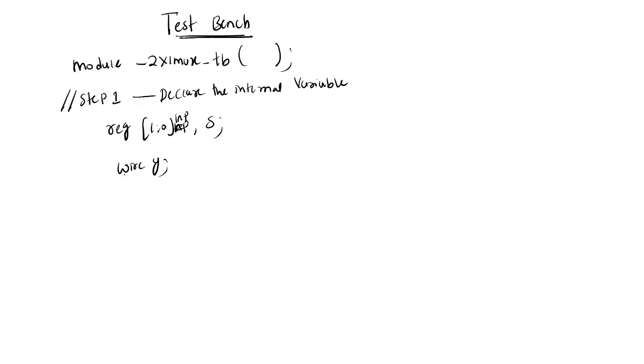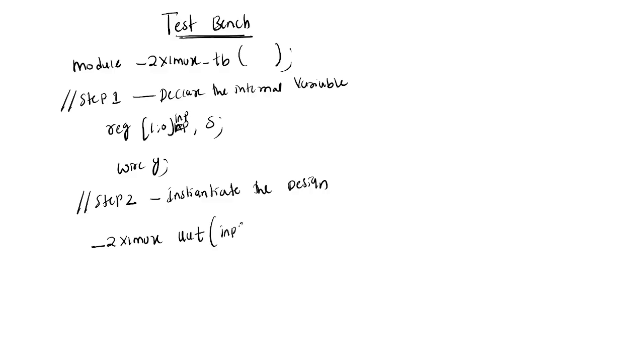Next, step 2: you need to instantiate the design. How to instantiate the design? That means my design name, which is 2 cross 1 mux, then the instance name uut (unit under test), with inp 0, inp 1, s, y.